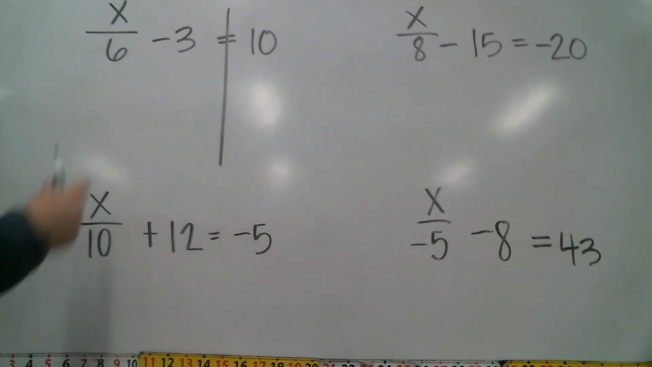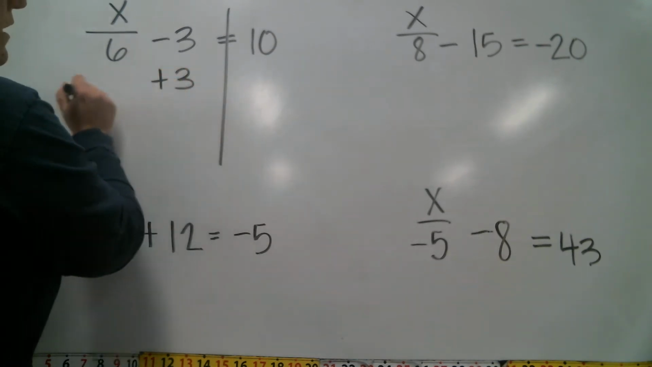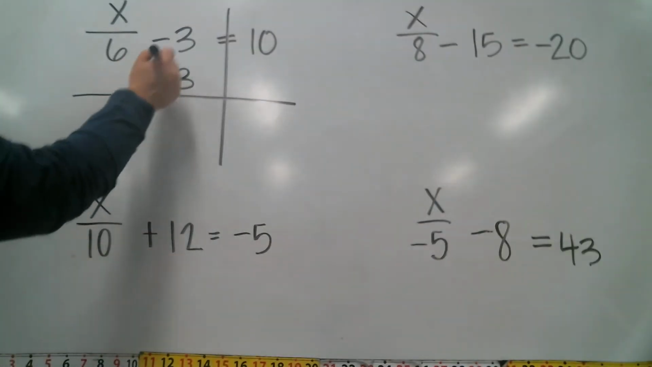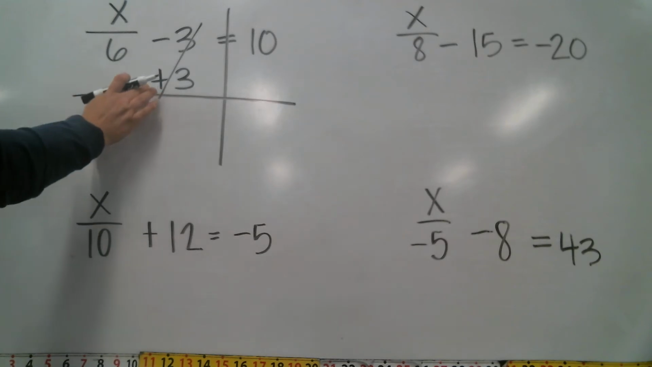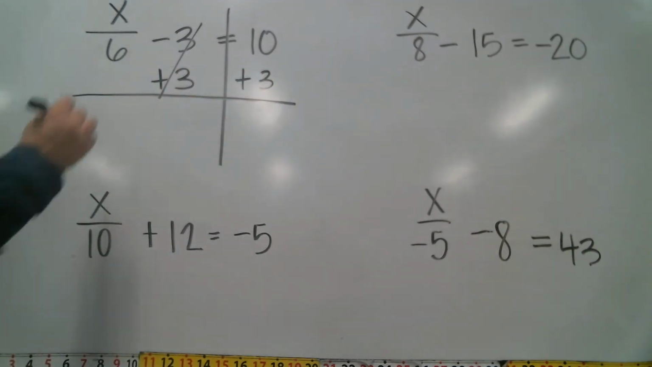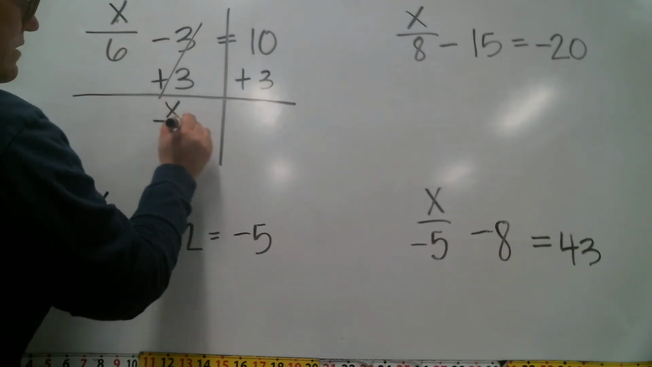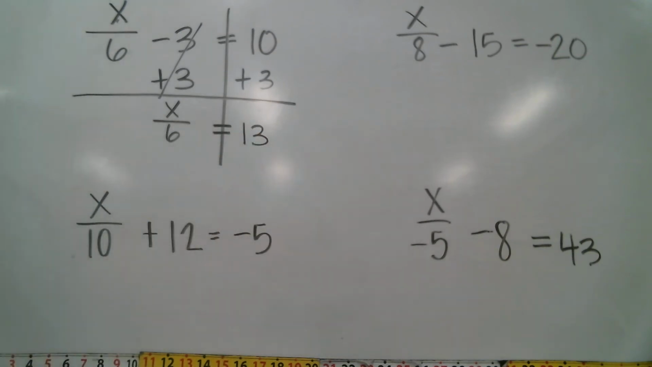So we're going to undo this minus 3 with a plus 3, just like we were doing in the ones from Monday. Negative 3 plus 3 just cancels out. But remember, it's a balance. So if I added 3 here, I also have to add 3 here. So I end up with x divided by 6 equals 13.